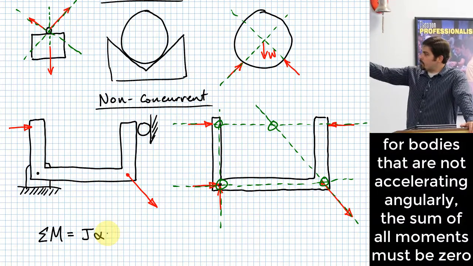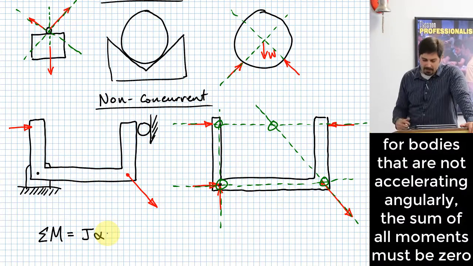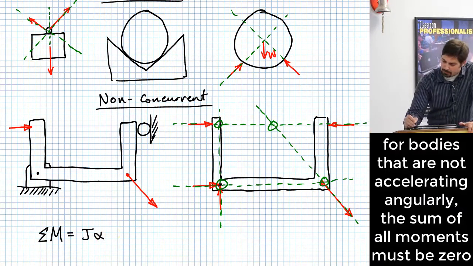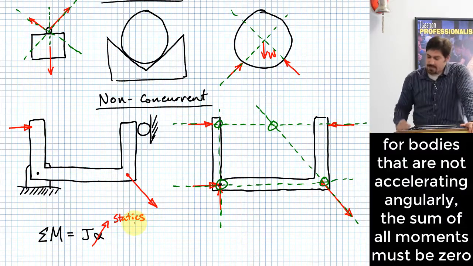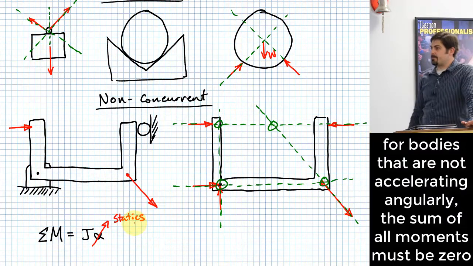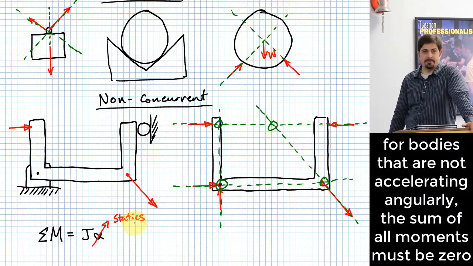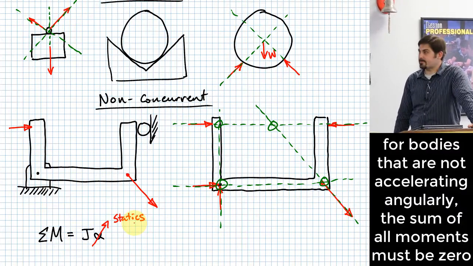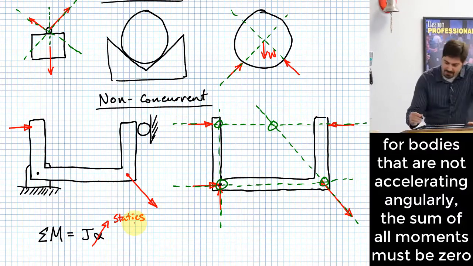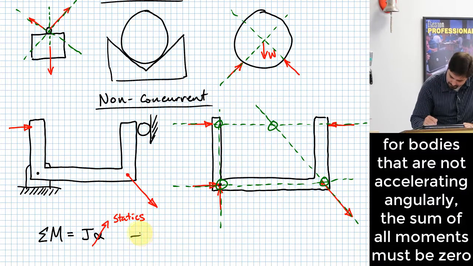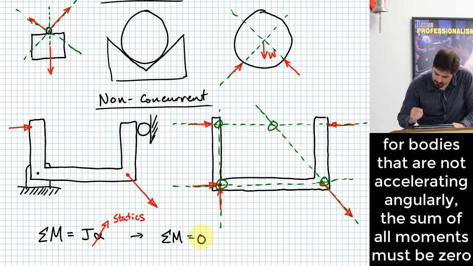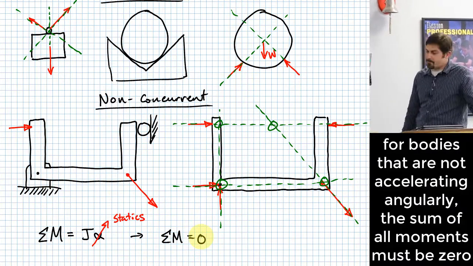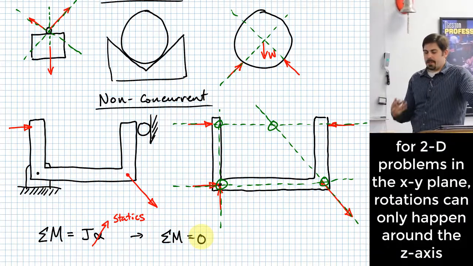If we have a body where we know that there is no angular acceleration, which would be a statics problem, right? So for statics, we say that there is no angular acceleration. And what does that allow us to do? Yeah, the sum of moments has to sum to 0.